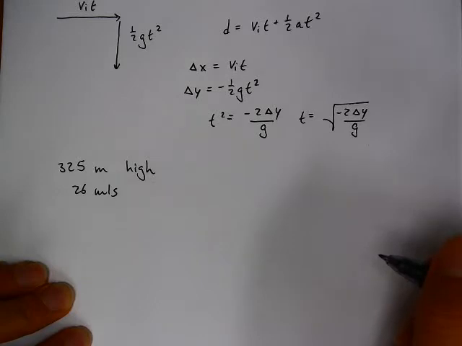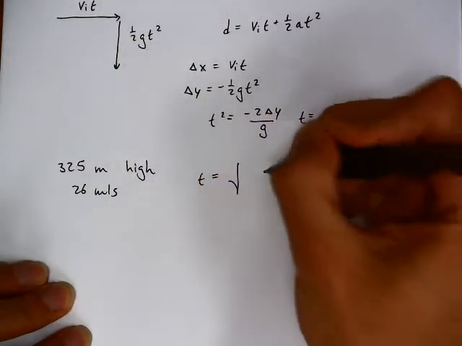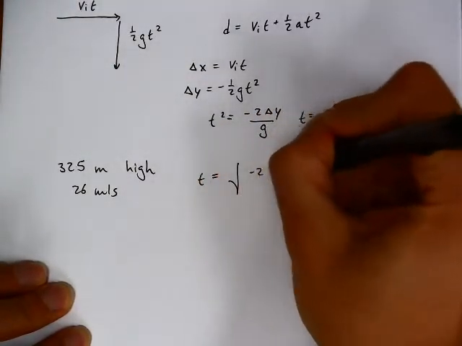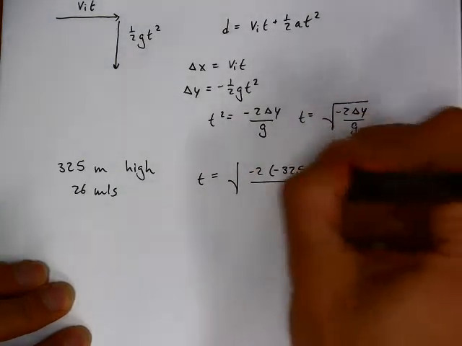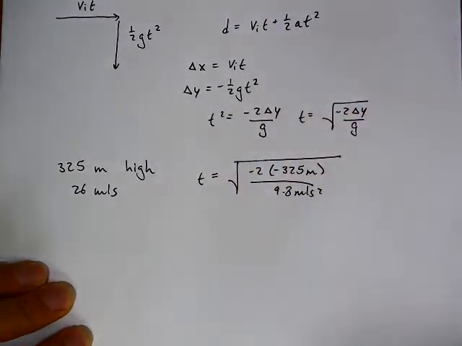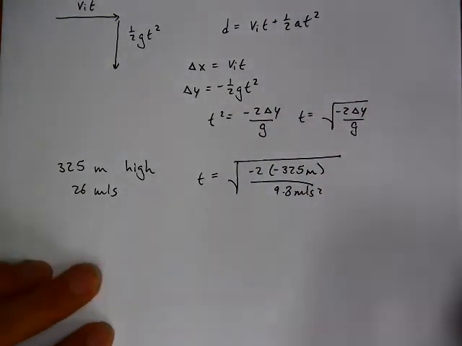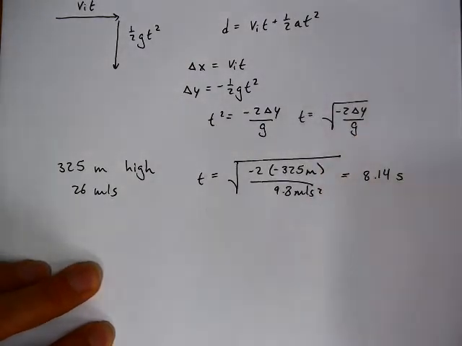The time it takes this object to fall 325 meters has nothing to do with how fast it's moving to the right, and that time would be equal to the square root of negative 2 times negative 325 meters over 9.8 meters per second squared, and that's equal to about 8.14 seconds.